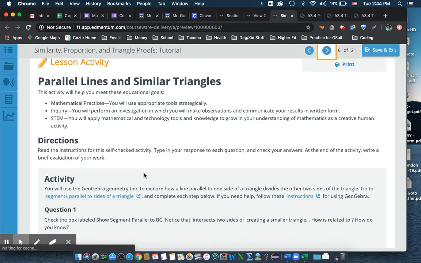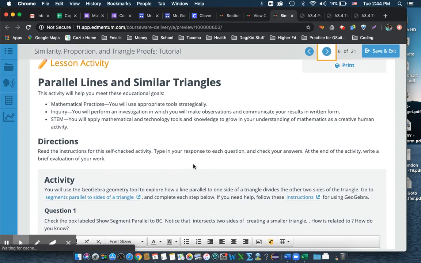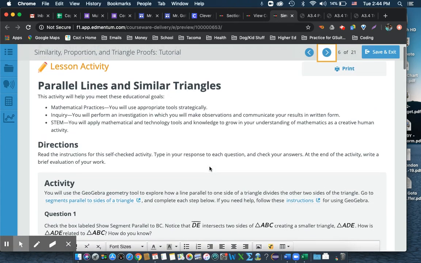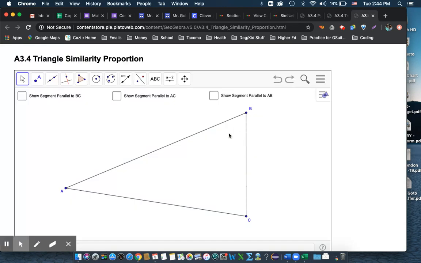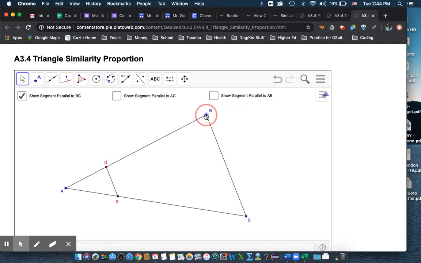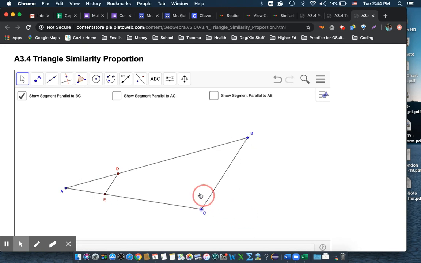Within this activity, you're going to be answering some questions based off a GeoGebra diagram, which looks like this. This one's pretty easy to use because you're not going to be doing too much. They tell you to show the segment parallel to BC, so this segment is parallel to this segment over here. I can drag B around, I can drag C around, I can drag D around.